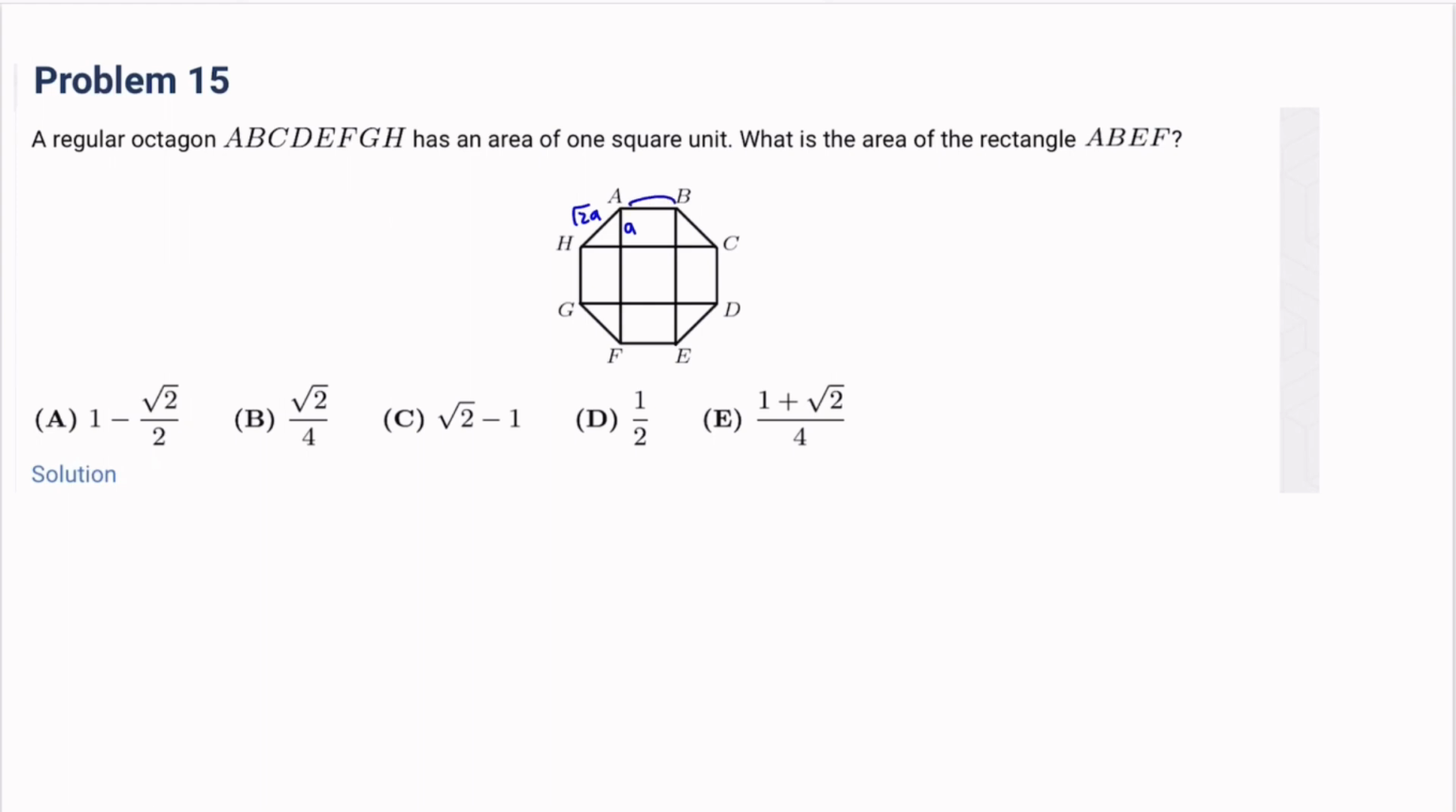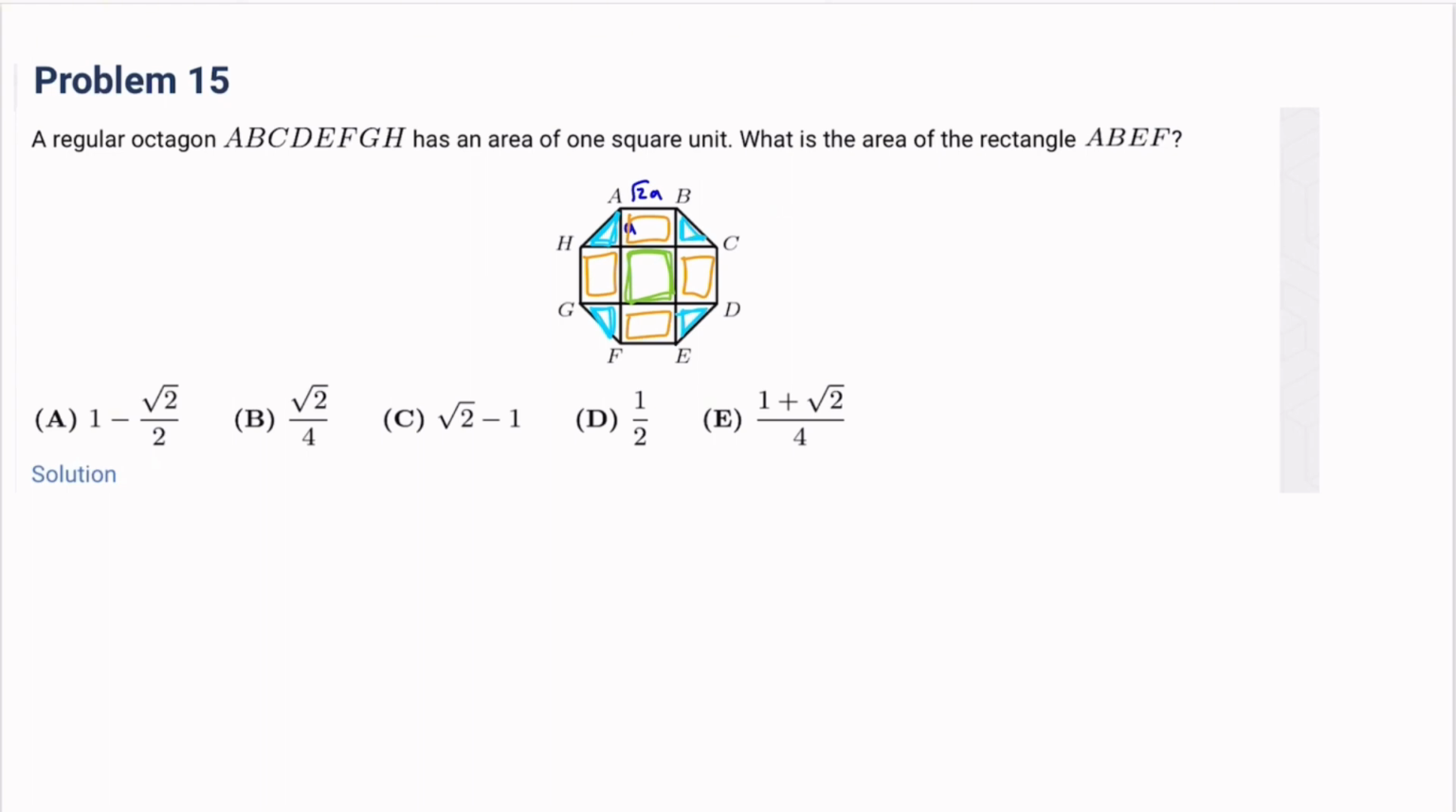So that means AB would also be root 2a, right? So what we can do is get the separate areas of this middle square, and then get the areas of these 4 separate triangles, and then finally get the area of these rectangles, right? And then just add them all up, right?